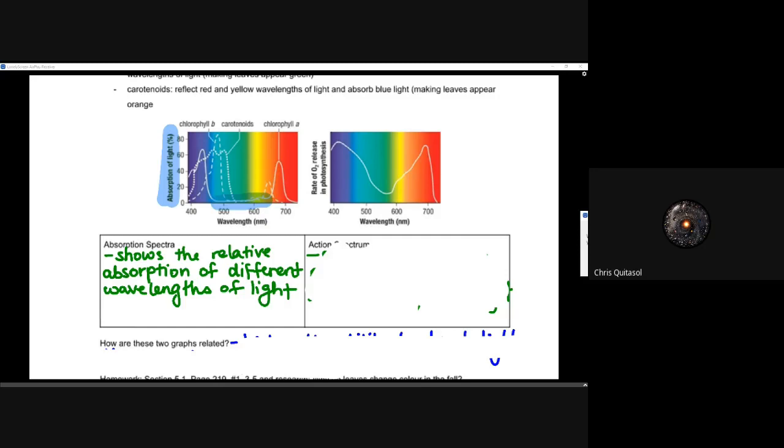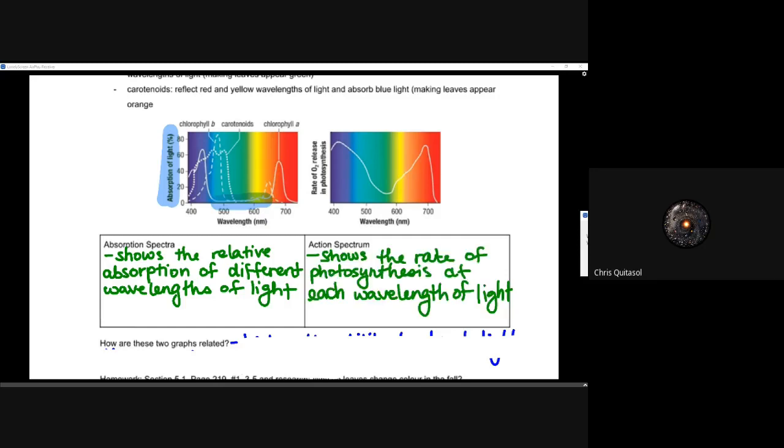The second thing we can look at is that action spectrum. This shows the rate of photosynthesis at each wavelength of light. So in this graph, we show that the rate of O2 release in photosynthesis happens at higher levels of that bluish purple light and that reddish orange light, and less so in this section, which again, when you think about why leaves are the certain color that they are, this checks out in that context of which light energy they utilize and which light they absorb and what we see.